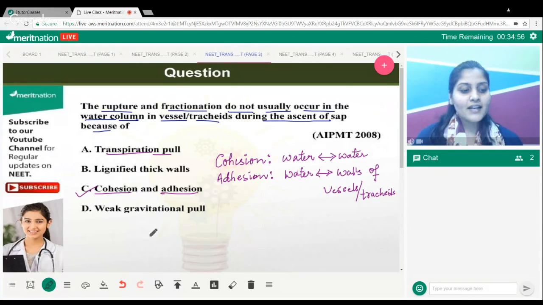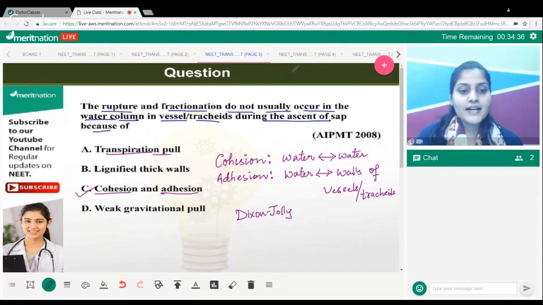All right, guys. I believe this is clear to you. You've understood both the properties. And this is actually known as the cohesion and adhesion theory. It was given by Dixon and Joly. These are the two people who provided this to us, along with the transpiration theory as well.